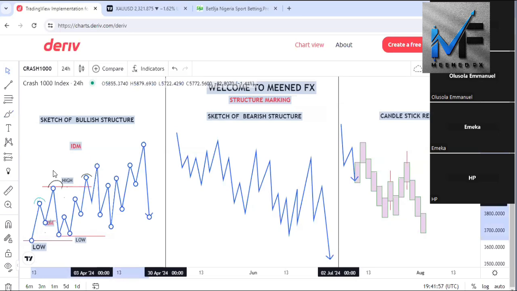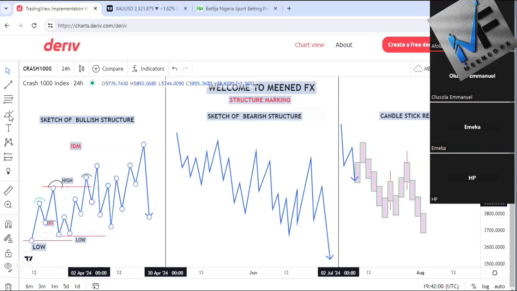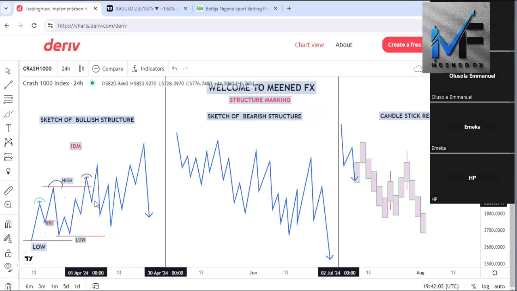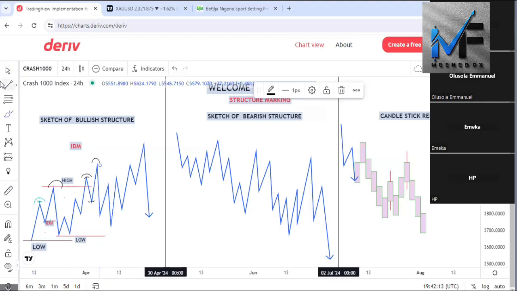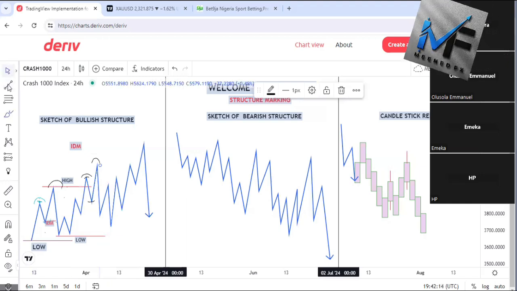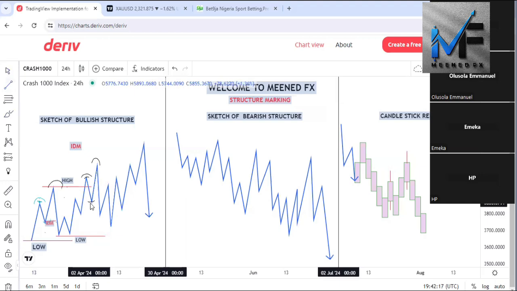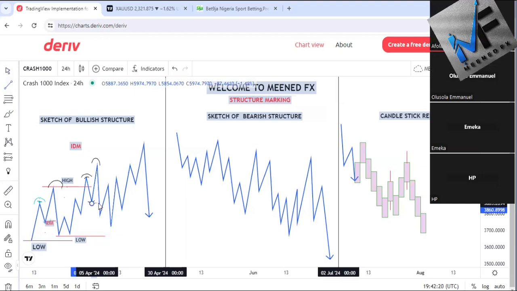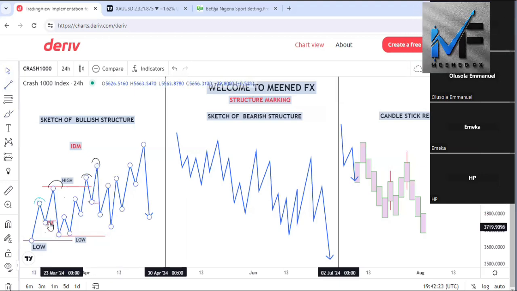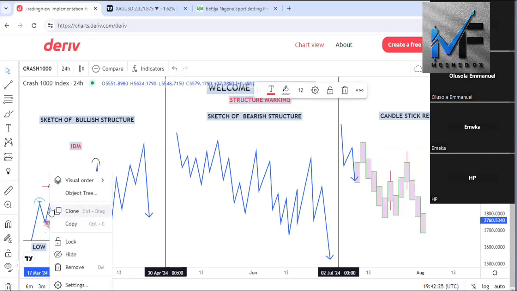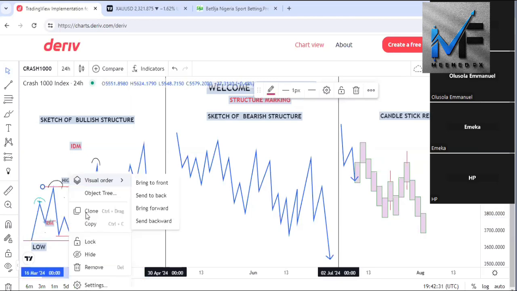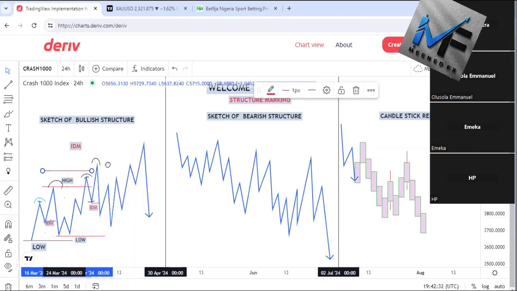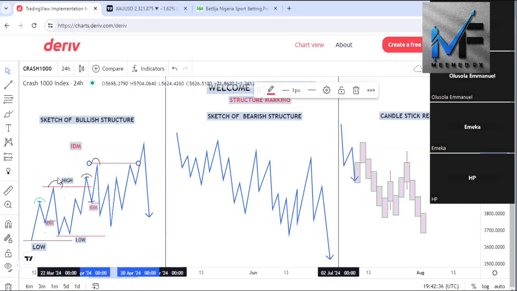So price continued, retraced a bit, and then gave us this particular new high and then came back and took out this low as inducement. All right, so inducement was taken around here. Then automatically this becomes a valid high. So we have a valid high there.